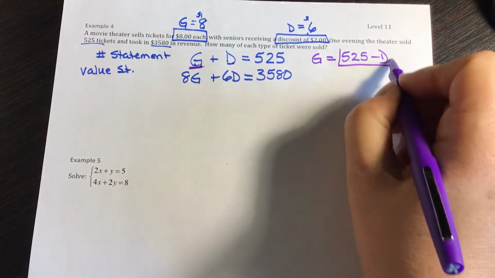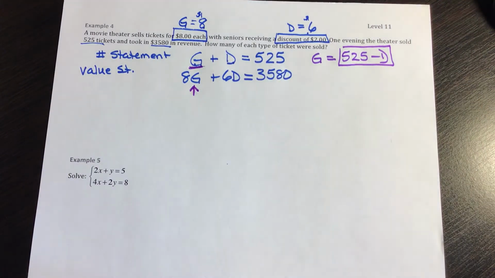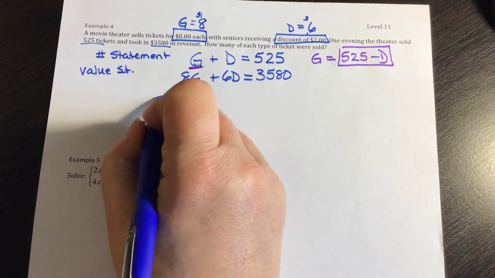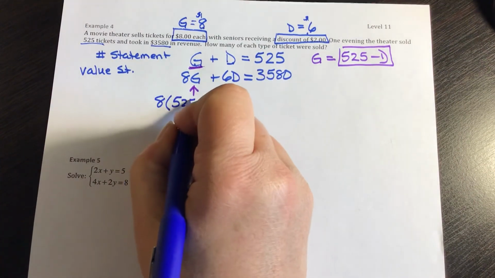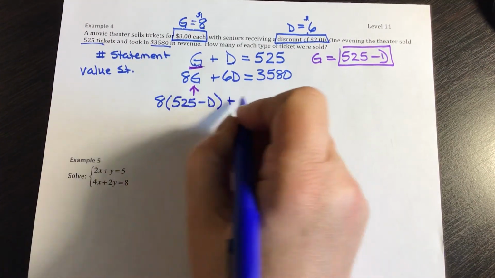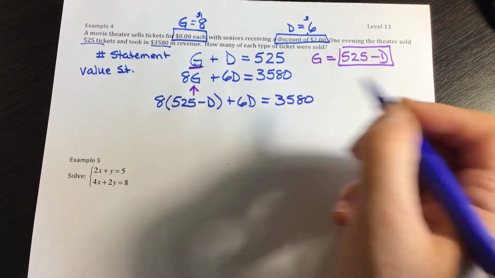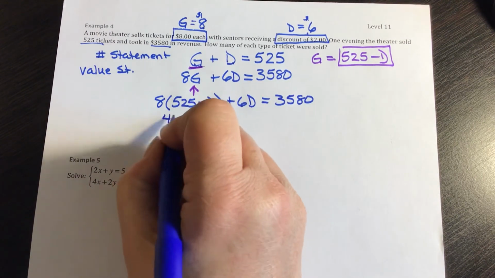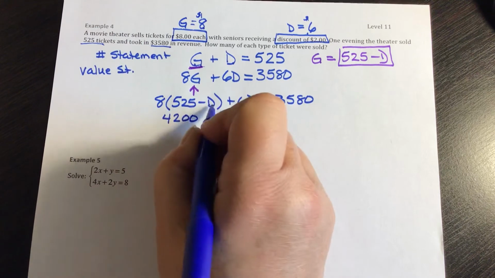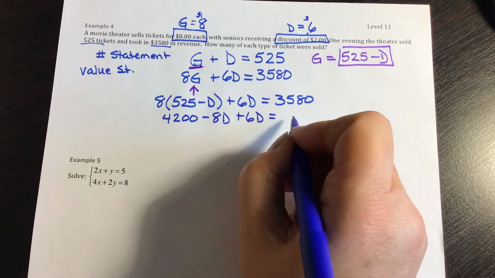And if I plug this in, what g equals, into the other equation, I'm going to rewrite the sentence. I have 8 times what g equals plus 6d equals 3580. So 8 times 525 is 4200. 8 times minus d plus 6d.